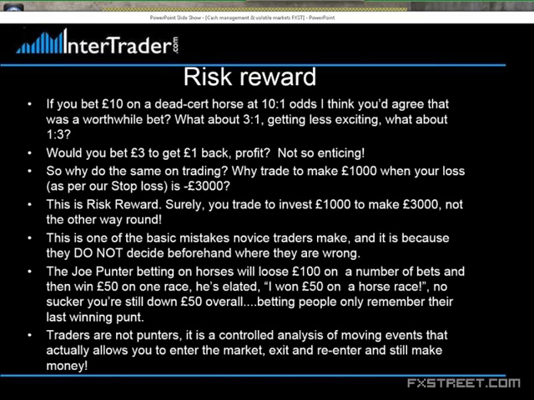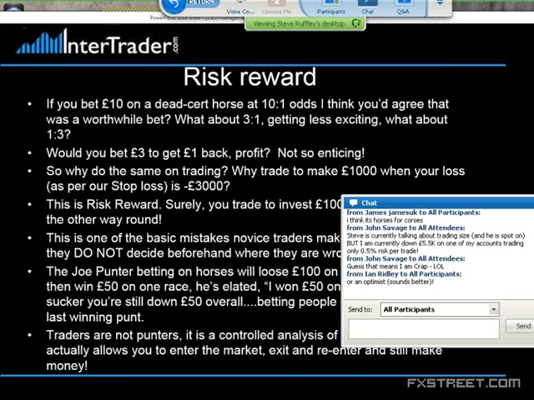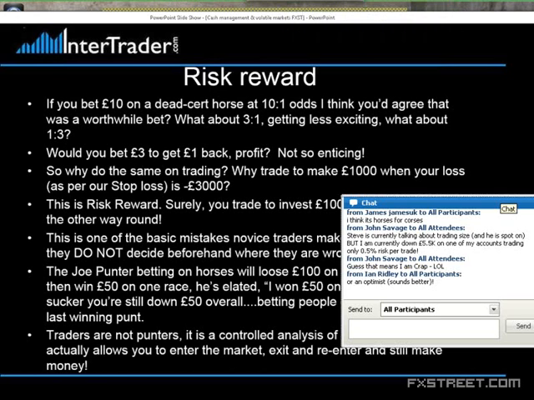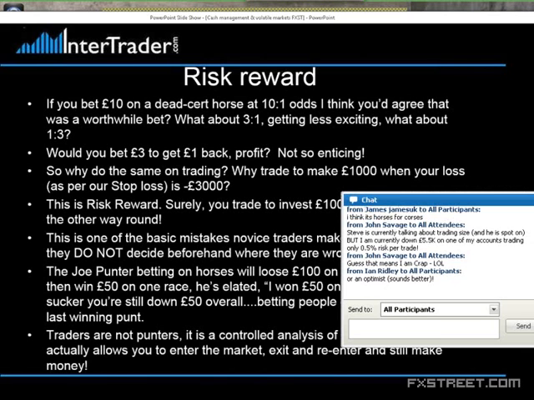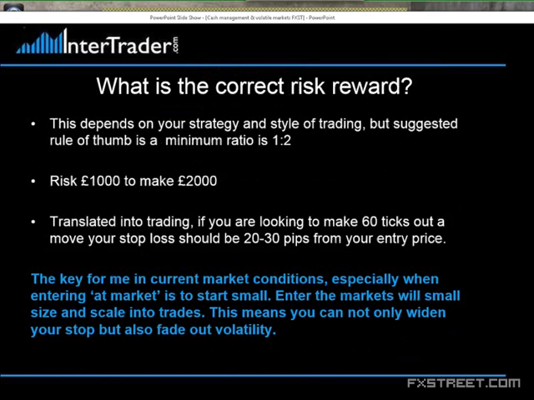Now, people keep asking me what the risk ratio is. The basic one that generally any website or any trading educator will tell you is to use 1% of your capital. So 1% of your capital should be your stop. You shouldn't ever really be losing more than 1% of your capital on any single individual trade. I personally don't think that's true. When we talk about risk-reward ratios, I'm generally thinking the rule of thumb is 1 to 2. So risk 1,000 to make 2,000, or risk 100 to make 200. Translate that into trading terms: if you're trying to make 60 ticks, then you want to put your stop loss 20, 30 pips from your entry price. That makes sense.